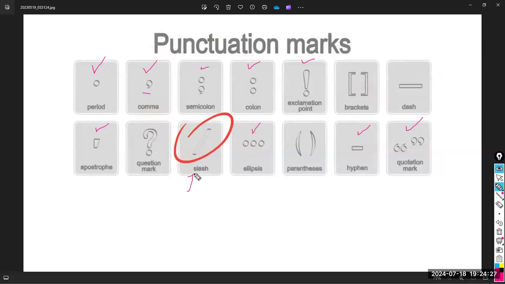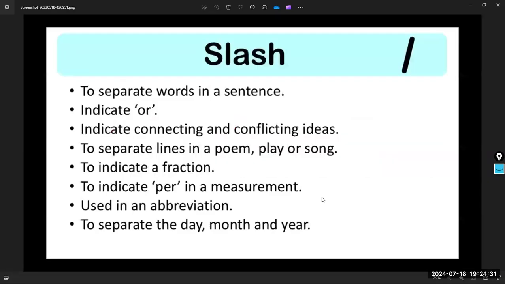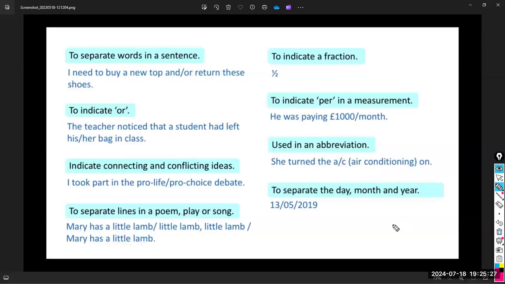Okay, let's talk about slash. Now, what are the rules of using a slash in punctuation marks? These are the uses of slash. Number one, to separate words in a sentence. Two, to indicate connecting and conflicting ideas. Four, to separate lines in a poem, in a play, or in a song. Next, to indicate a fraction. Then, to indicate per in a measurement. Next, to use it in an abbreviation. Finally, to separate the day from the month from the year. Okay, bravo, let's discuss them. They are extremely easy. These are all the rules in one page about using the slash.